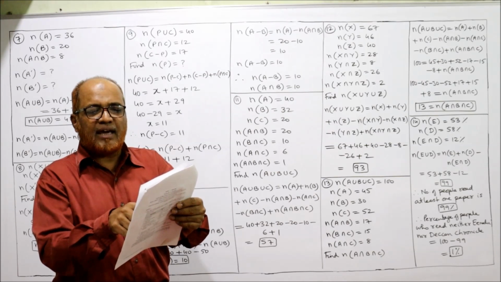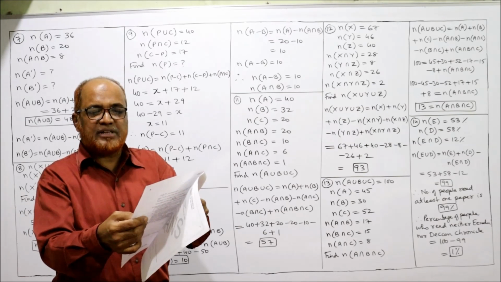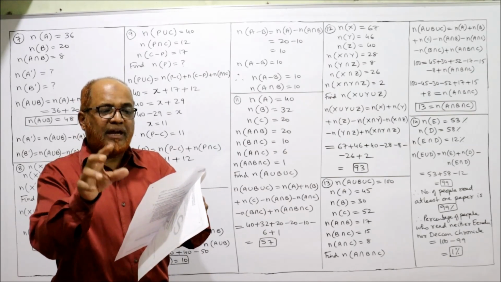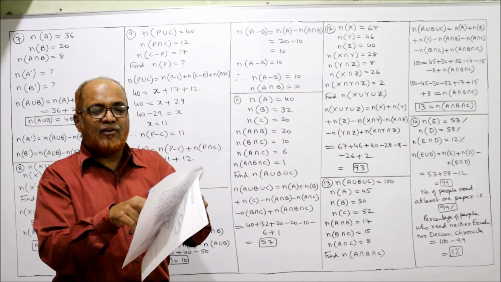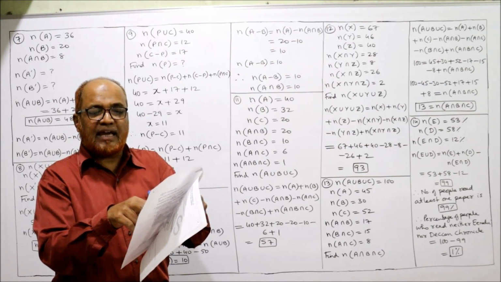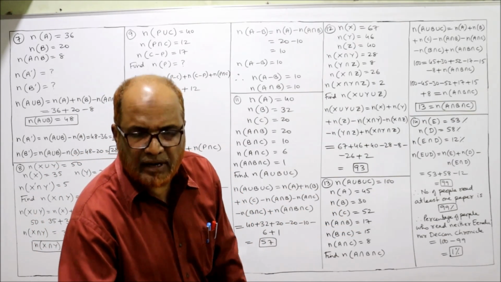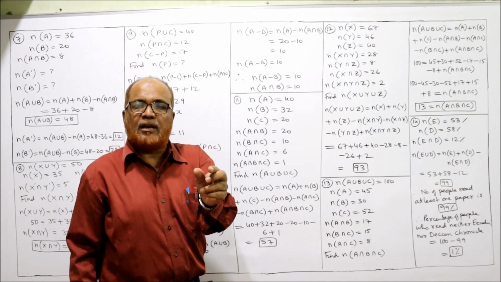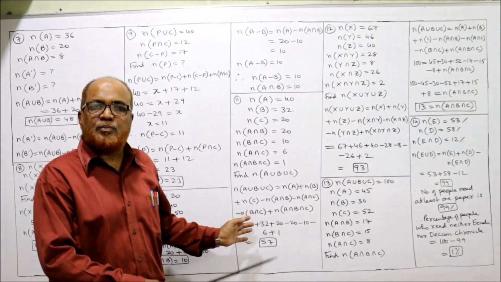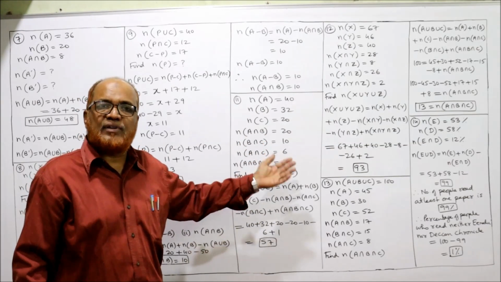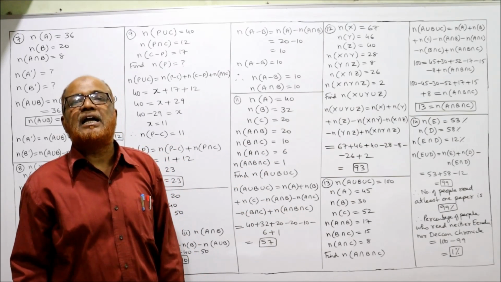N of A is 45, N of B is 30, N of C is 52. N of A intersection B is 17, N of B intersection C is 15, N of A intersection C is 8. Find N of A intersection B intersection C. We will apply the same formula. Instead of union, we have to find the intersection. In the previous problem, the intersection was given and we calculated the union. But now the union is given and we have to calculate the intersection.